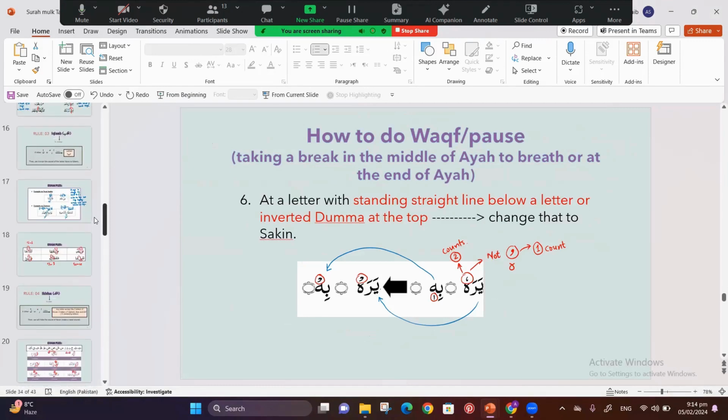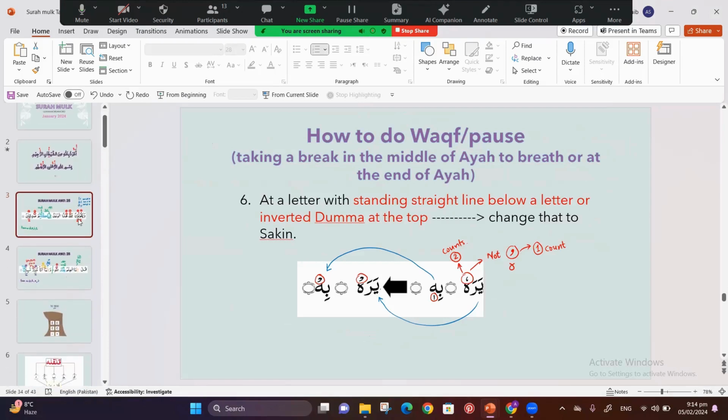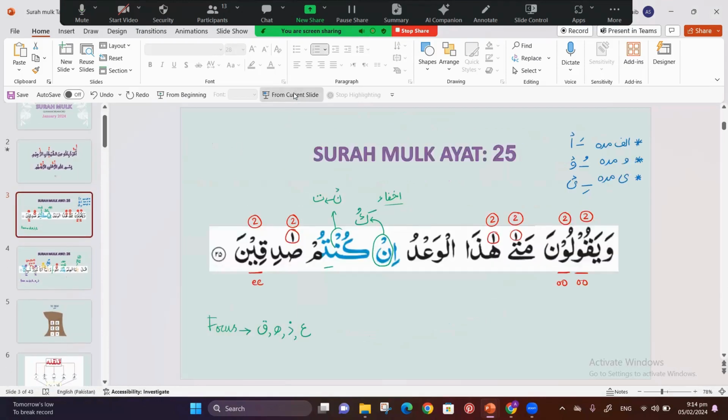Let's move on to our ayahs for today, which are ayah number 25 and 26.